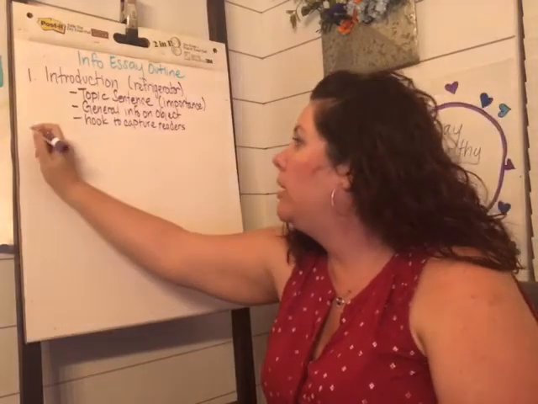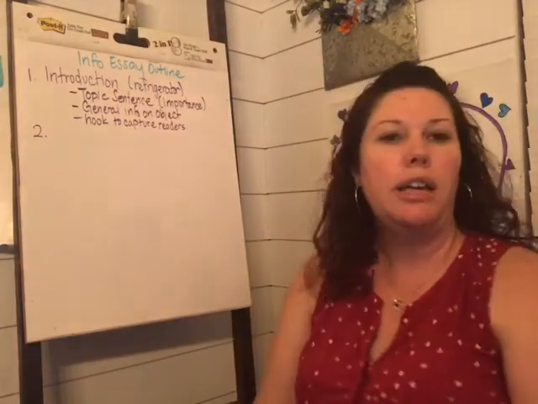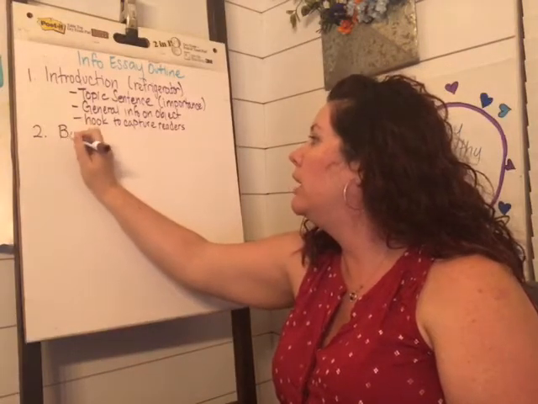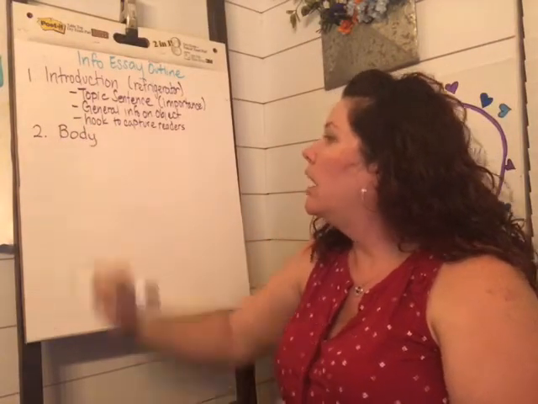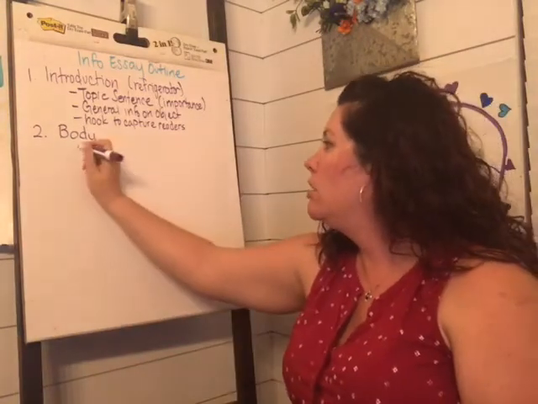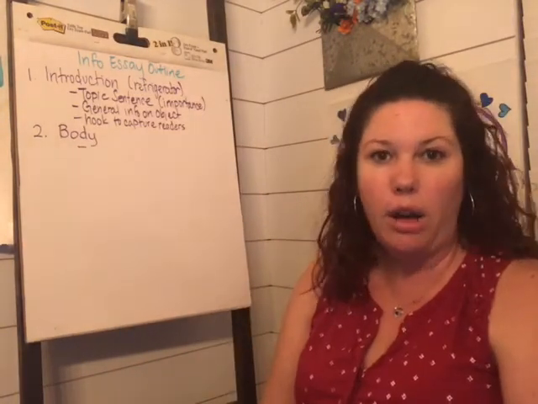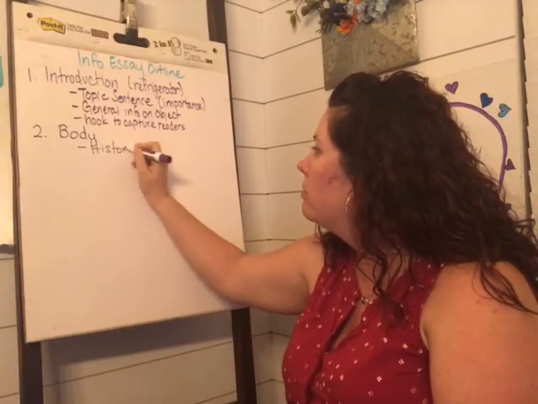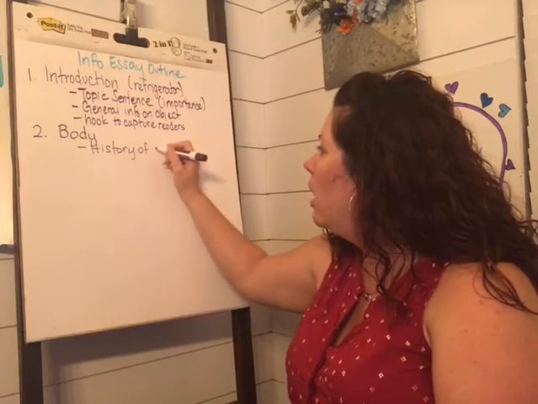Okay, let's talk about now our second paragraph. Our second paragraph is going to begin our body. So I'm going to title this the body. And in our second paragraph, body, we are going to talk about the history of our object. So I'm going to put history of object.